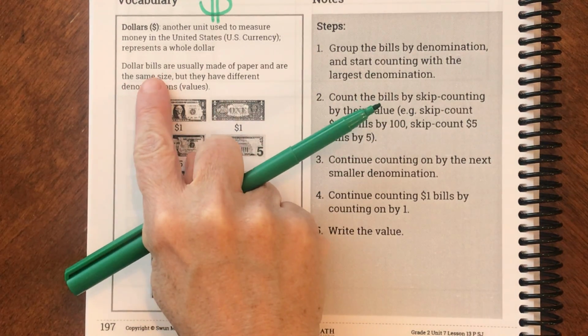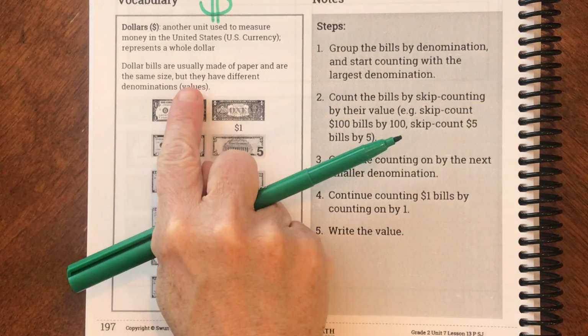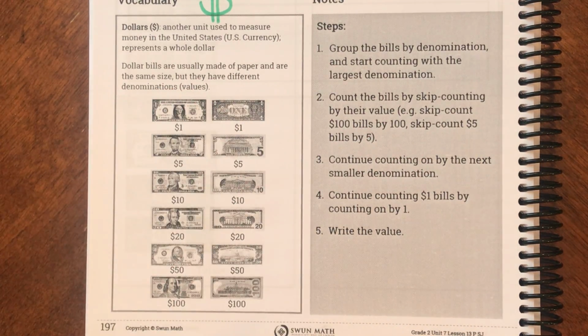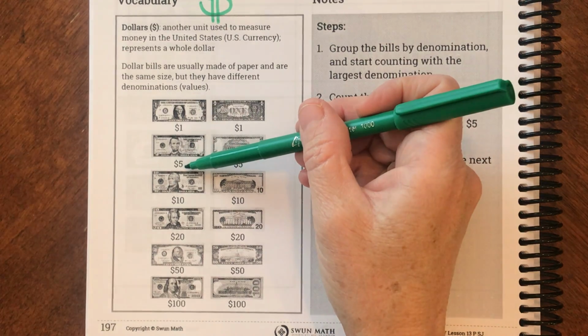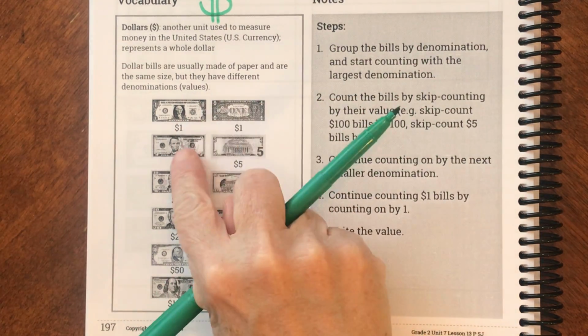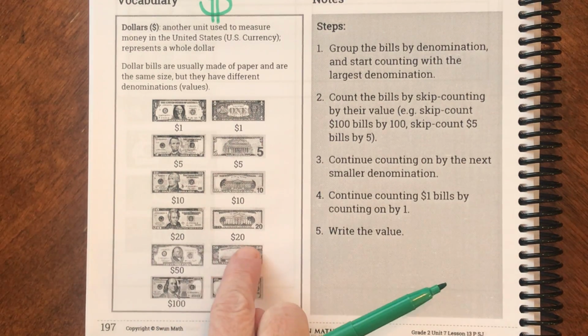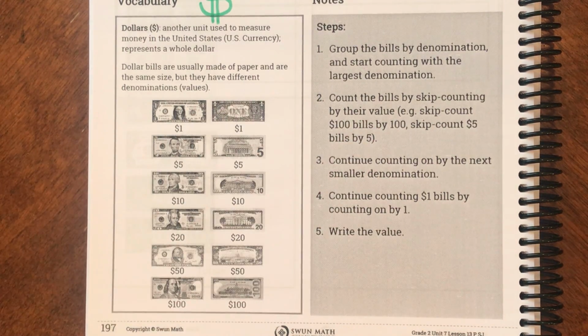And then it says dollar bills are usually made of paper and are the same size, but they have different denominations or values. So I don't know if you've seen all of these, but we have a $1 bill, a $5 bill, and they're showing us the front and the back, a $10 bill, a $20 bill, a $50 bill, and a $100 bill. Okay. So those are the different bills that we're going to be using.